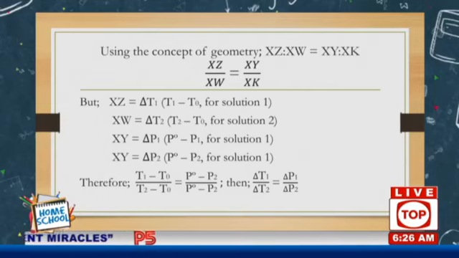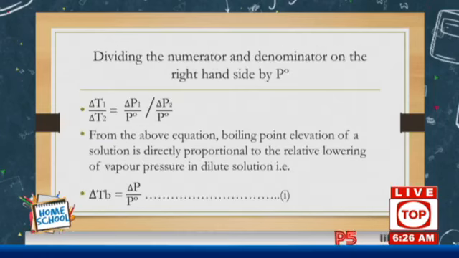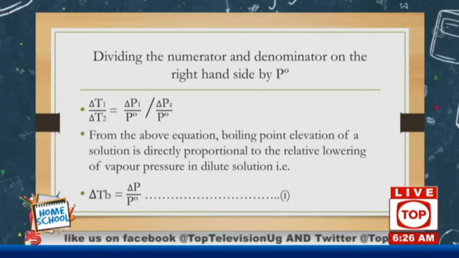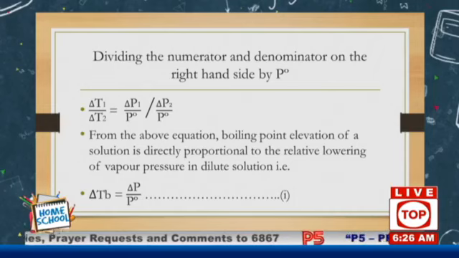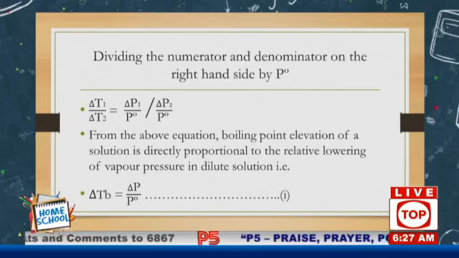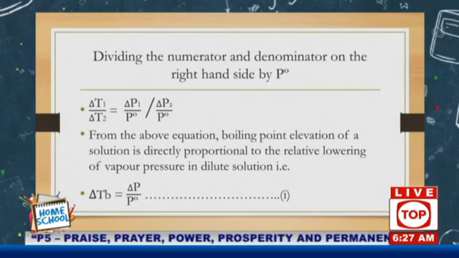So when we go to our next slide, we are going to see something different. We're going to see that when you divide the numerator and the denominator on the right hand side by P0, P0 is the vapor pressure of the pure solvent. You can see what happens there. You divide the change in pressure for solution 1 by P0, and the change in pressure for solution 2 by P0. So you come up with a conclusion that when you look at that equation, the boiling point elevation of a solution is directly proportional to the relative lowering of vapor pressure in dilute solution.